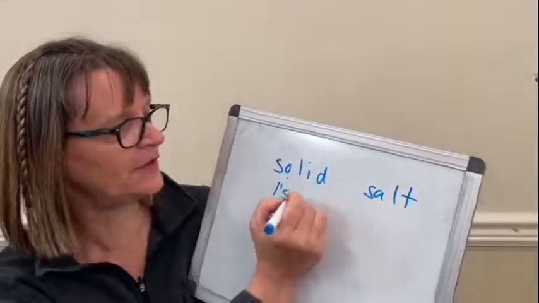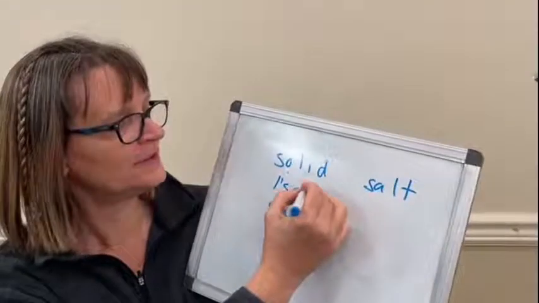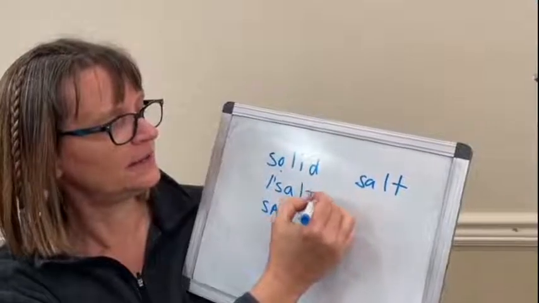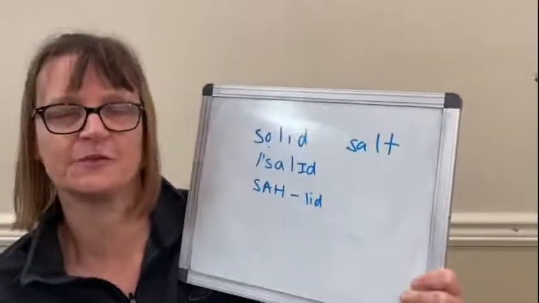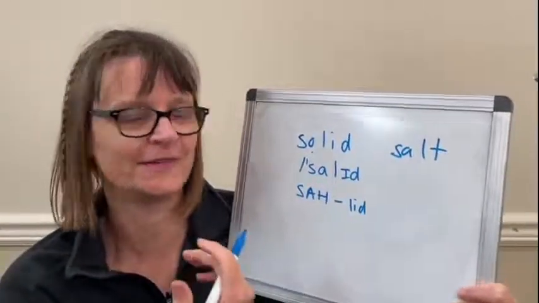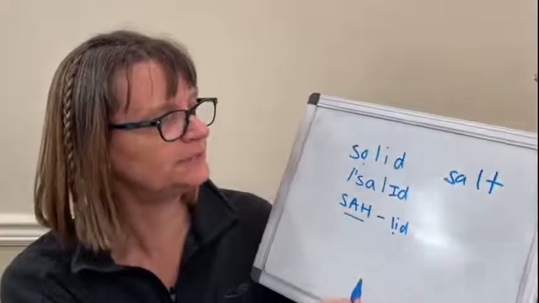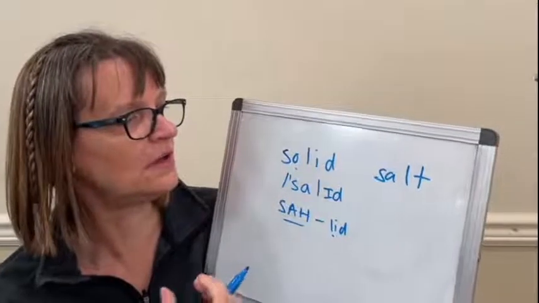So we have the vowel you'll see in the IPA looks like an A. Solid. So writing it like this. The second part of the word is just like the word lid. It has the vowel I like in it or in lid. So solid. And then salt, salt, salt.